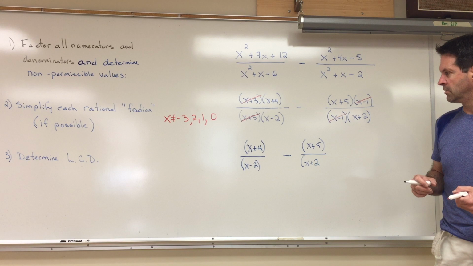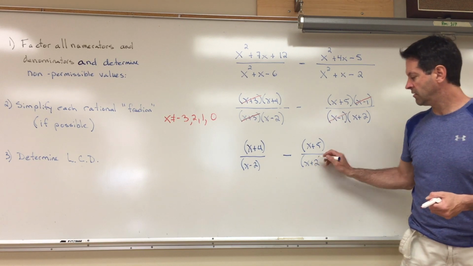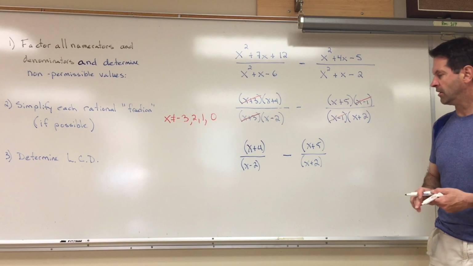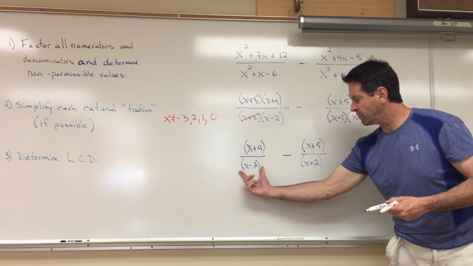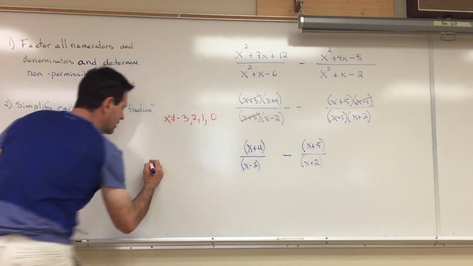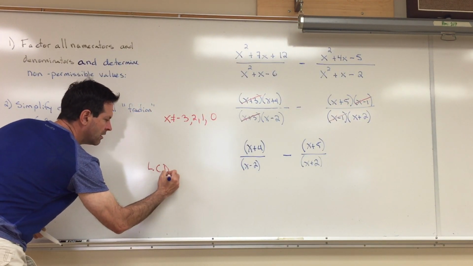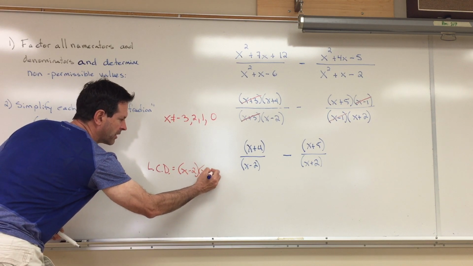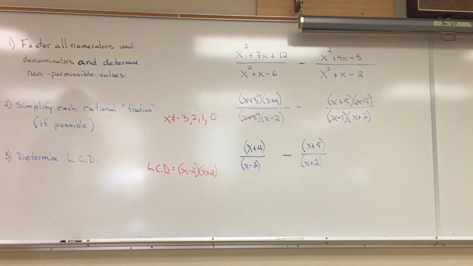Now we can subtract these two rational expressions. What's the lowest common denominator? A combination of x minus 2 times x plus 2. LCD: x minus 2 times x plus 2.